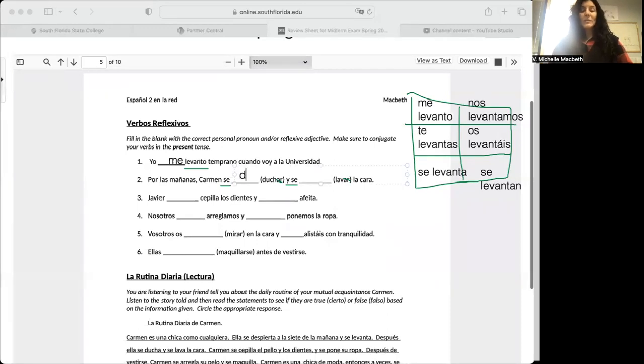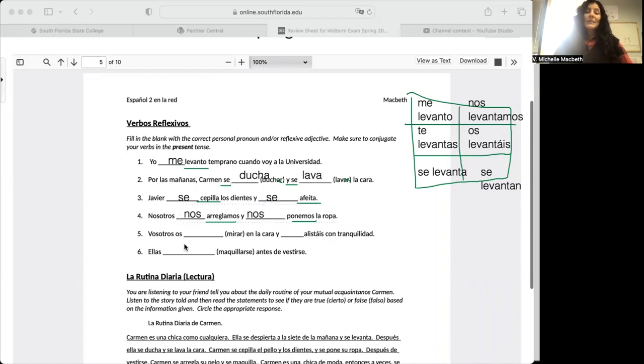So, Carmen se ducha y se lava. ¿No? What do we need here? What are we missing here? Oh, we have cepilla, which is the verb, and we have afeita. So what is the only thing we're missing? We're missing the pronoun that matches with Javier. So we need se. Oh, we have our verb already here, right? We have the verb here, arreglamos, and we have ponemos. So what are we missing here? We're missing our pronoun, which in this case is nos. Okay, and we know it's nos because we have nosotros, right?